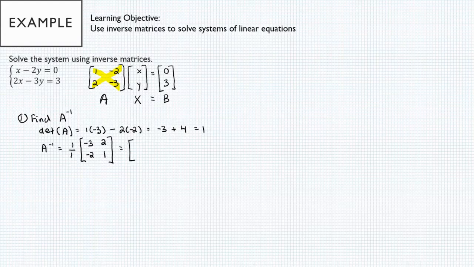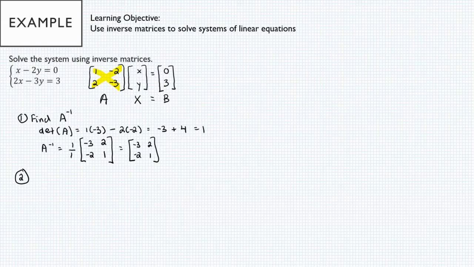And then because it's just 1 over 1, basically we already have our inverse. So in this case, it was pretty easy to get the inverse, and it didn't involve any fractions or anything, so that's quick enough.